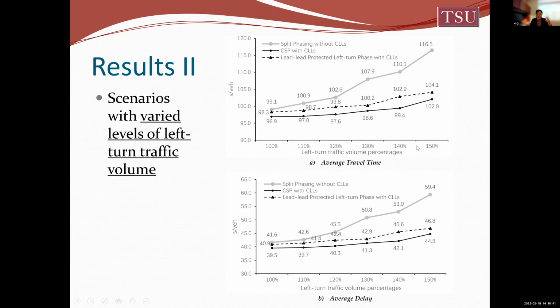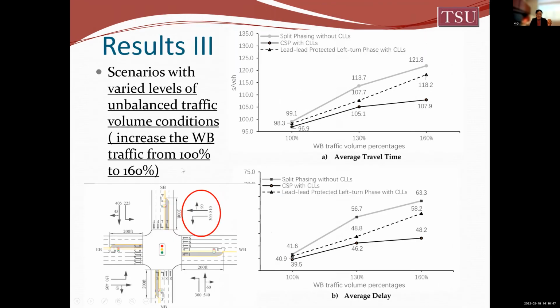So this shows the advantage of using the CLL design, the control left-hand design. Then let's make the traffic condition even more unbalanced. As I've talked about, the westbound has more traffic than the eastbound. So now we gradually increase the westbound traffic from 100% to 160% to make the situation even more unbalanced.